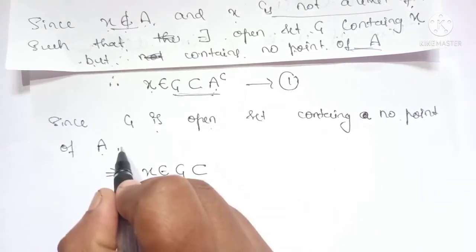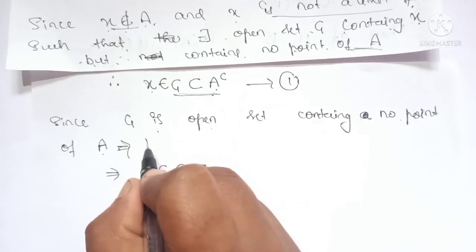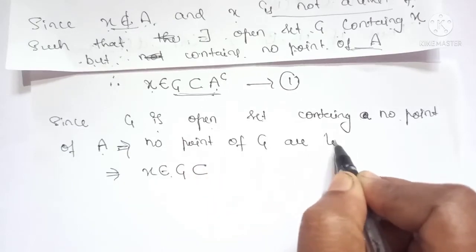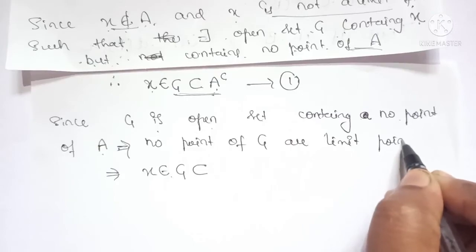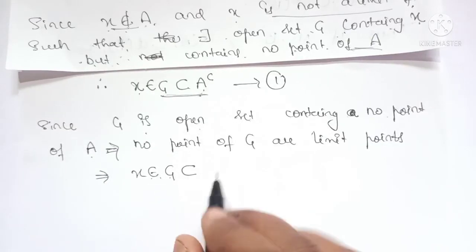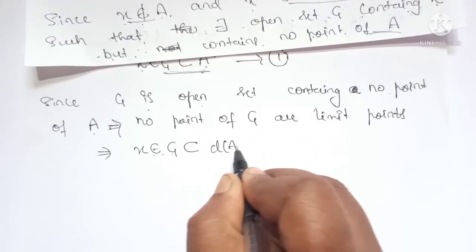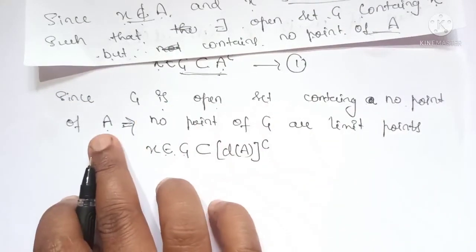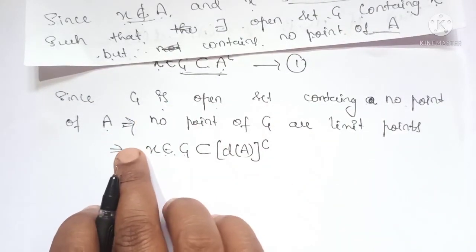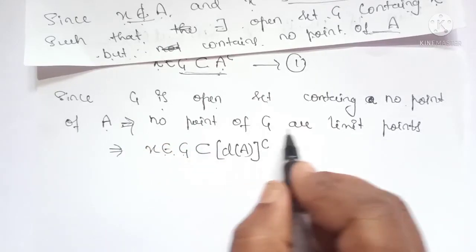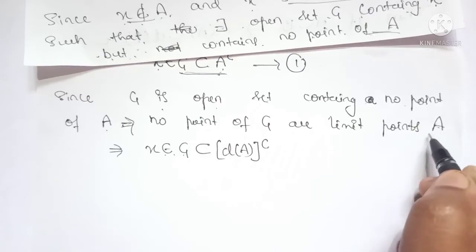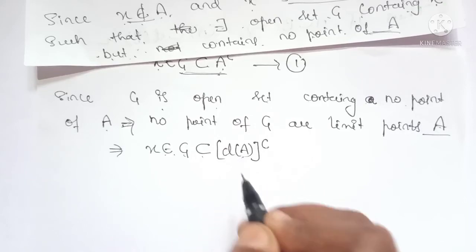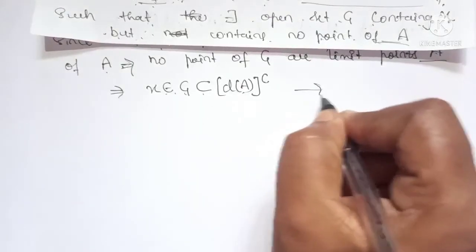So here we can write, therefore no point of G is a limit point, that is x belongs to G which is a subset of the complement of the derived set of A. Because G does not contain any element of A, definitely it does not contain limit points of A. No point of G is a limit point of A. So therefore G is a subset of the complement of the derived set of A. Consider this as equation 2.